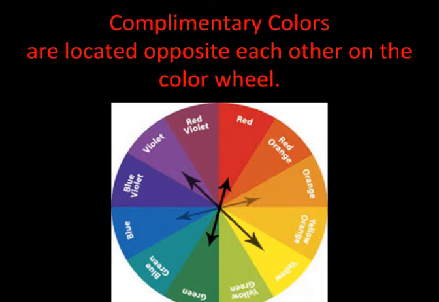Complementary colors are located opposite each other on the color wheel. So here you can see that there's red, and if you look to the opposite side of that color wheel, you'll find green. So complementary colors are located on the opposite side of each other on the color wheel.